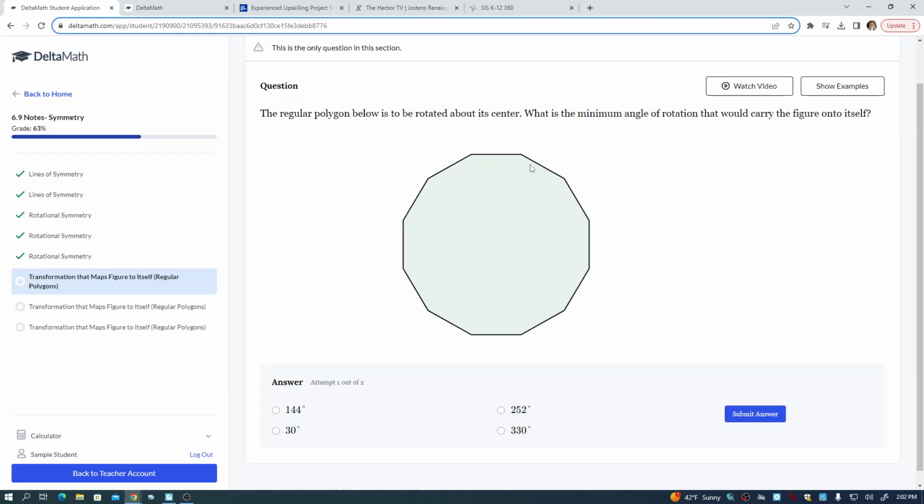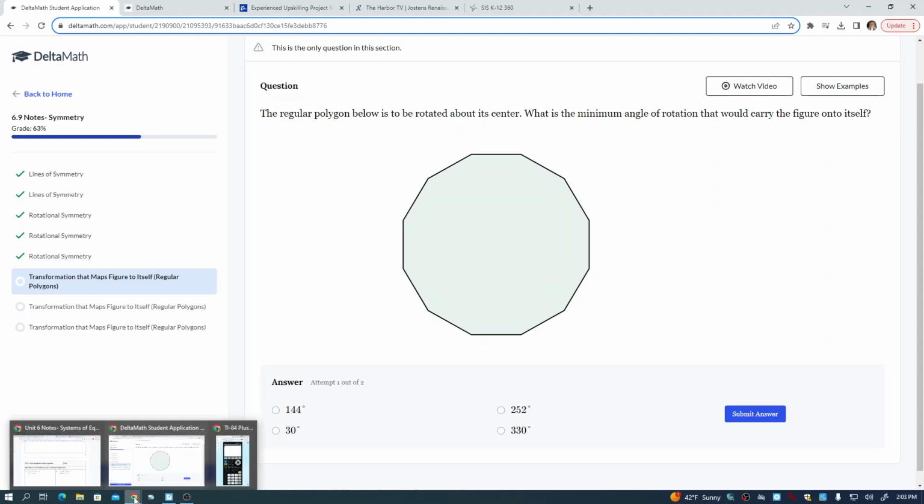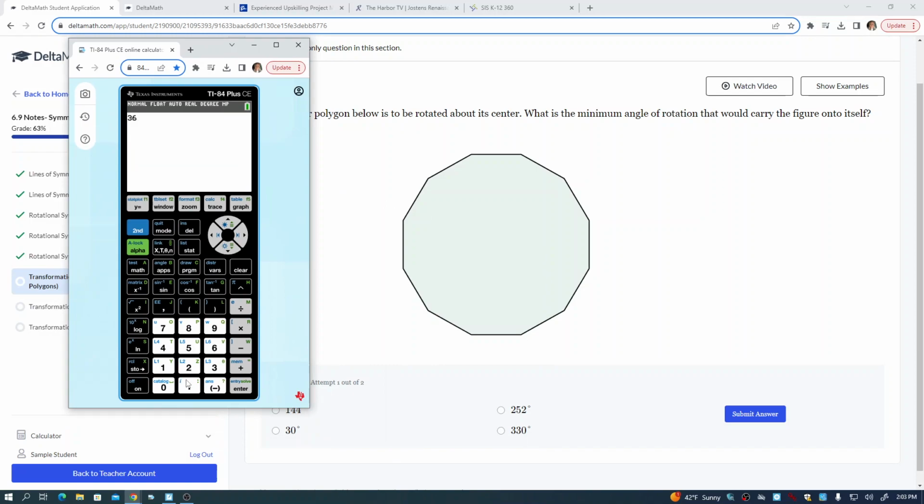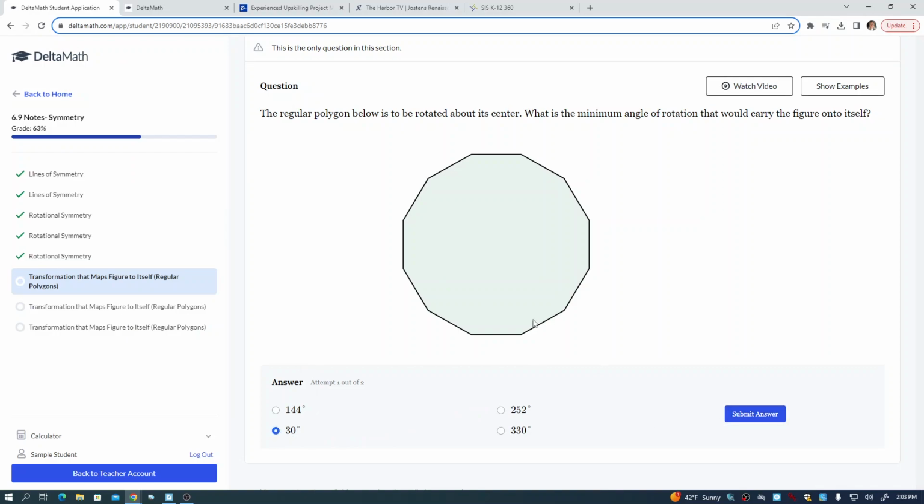So we're simply taking 360 divided by 12. I can pull up the calculator if you would like. 360 divided by 12, which should be easy, is 30. And that's our answer.